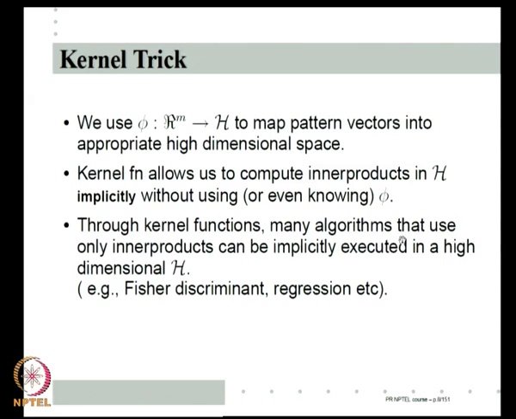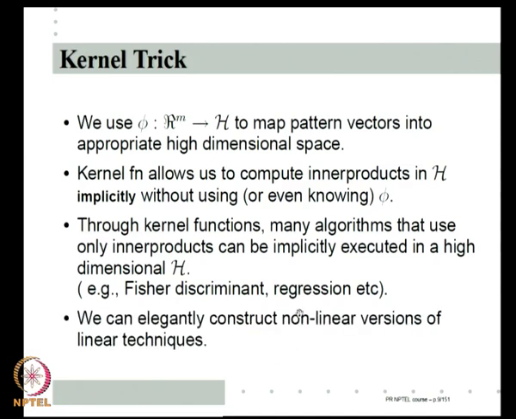So, any algorithm that uses essentially inner products can be implicitly executed in a high dimensional space. That is the basic idea of the kernel trick. It can be used in Fisher discriminant, it can be used in regression, it can be used in many other similar algorithms. So, basically what it means is, using kernels, we can elegantly construct nonlinear versions of linear techniques. Okay. So, now we are going to look at this in the context of regression. So far we looked at it in the context of classification, now we will look at it in the context of regression.